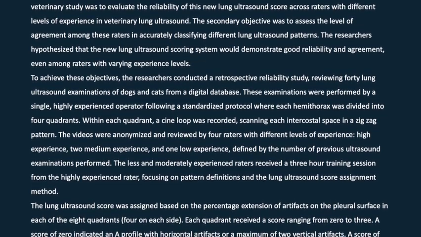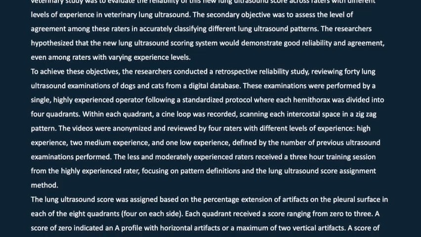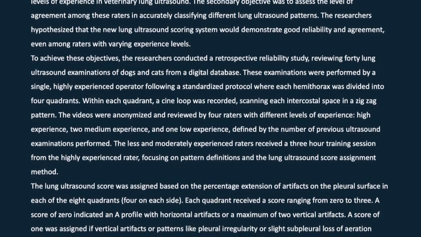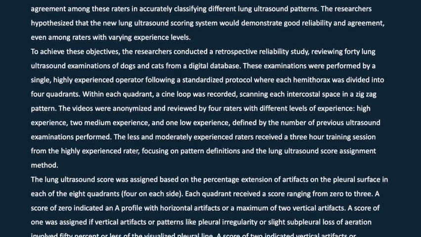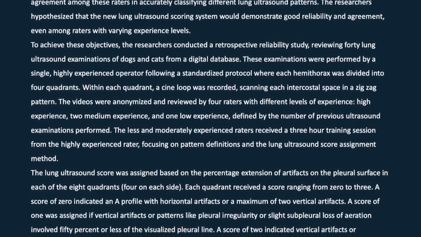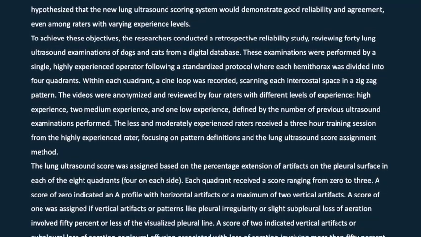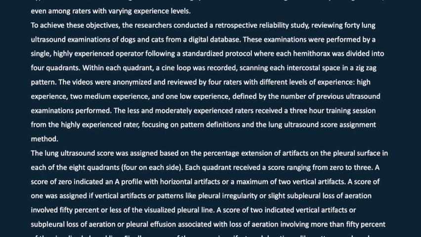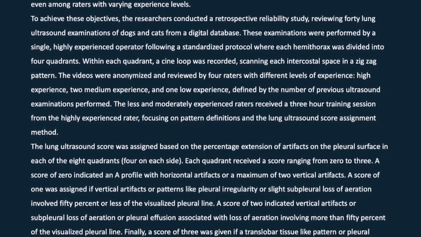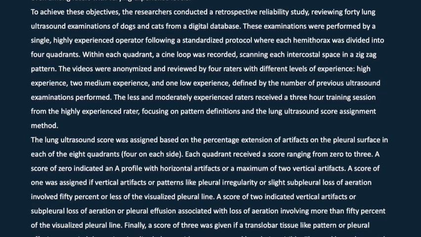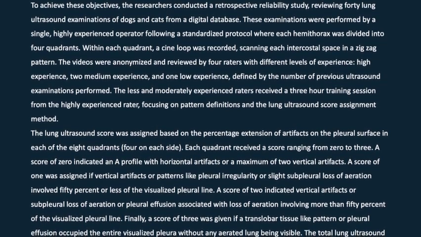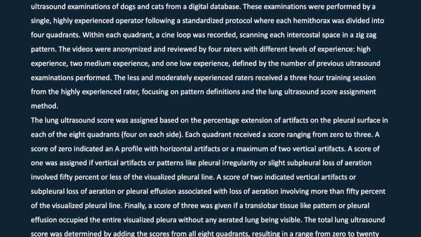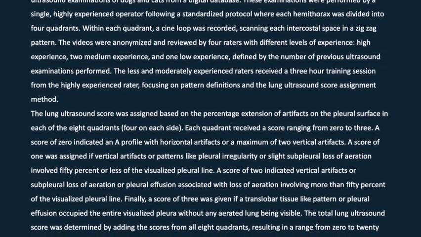dogs and cats from a digital database. These examinations were performed by a single, highly experienced operator following a standardized protocol, where each hemithorax was divided into 4 quadrants. Within each quadrant, a scene loop was recorded, scanning each intercostal space in a zigzag pattern. The videos were anonymized and reviewed by 4 raters with different levels of experience: 1 high experience, 2 medium experience, and 1 low experience, defined by the number of previous ultrasound examinations performed. The less and moderately experienced raters received a 3-hour training session from the highly experienced rater, focusing on pattern definitions and the lung ultrasound score assignment method.